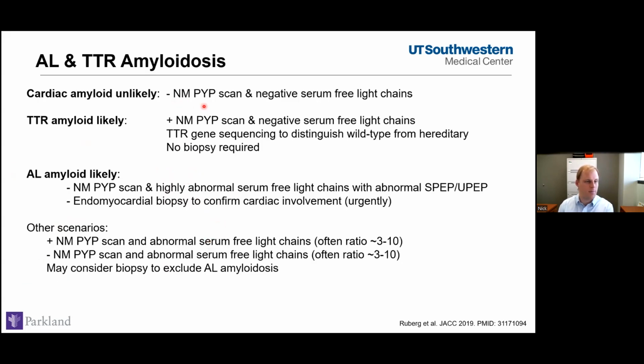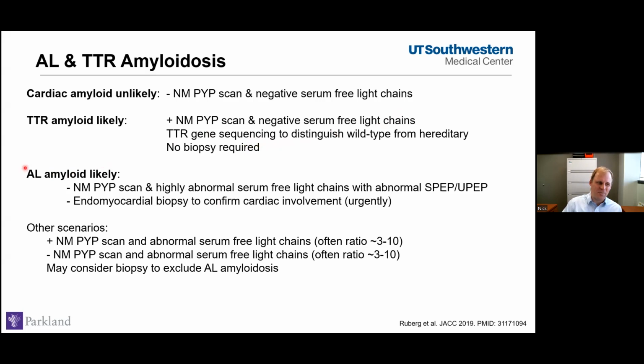Now, if you have a negative PYP scan and a negative serum free light chain, essentially you've ruled out amyloid and so really don't have a role for biopsy in those patients. There's the patients where, again, you have a positive PYP scan and you've ruled out AL amyloid. Those patients actually don't require a biopsy. Most insurance companies now will pay for either stabilizers or silencers to treat that disease process. And so for the most part, we're able to avoid having to biopsy those patients in that scenario.